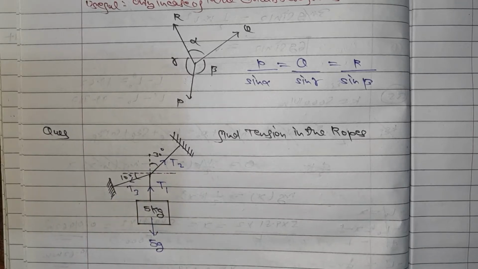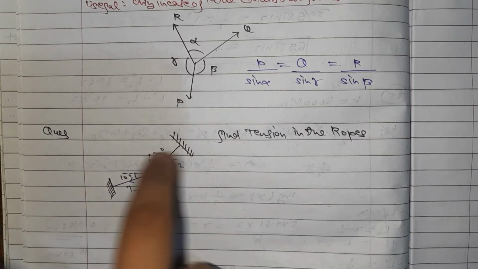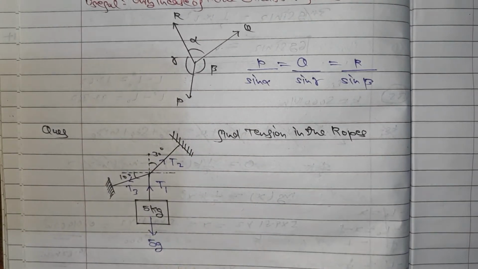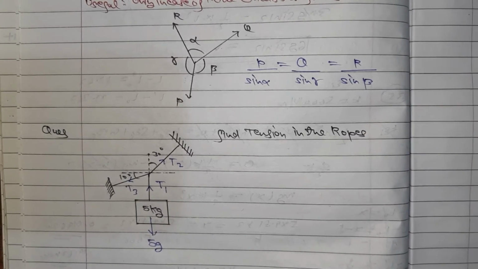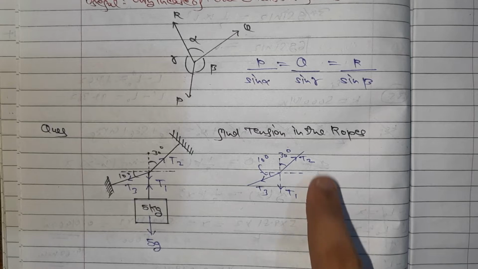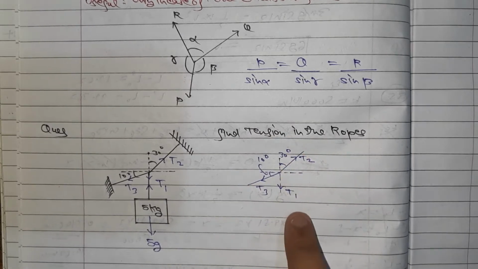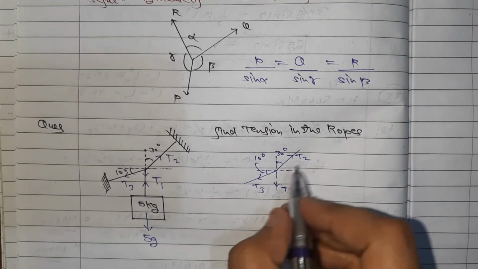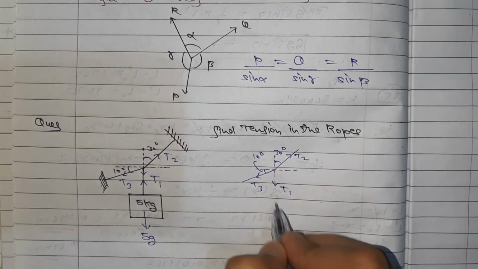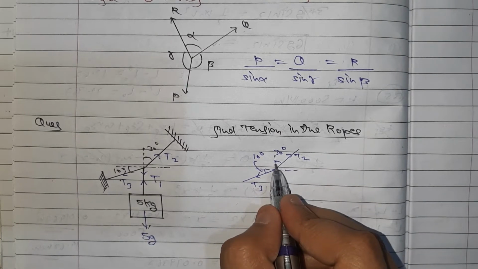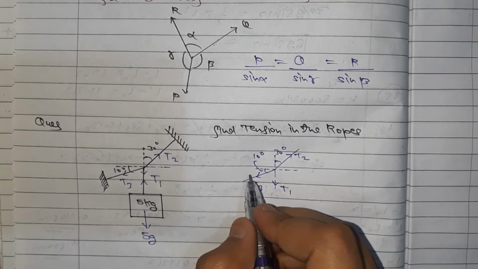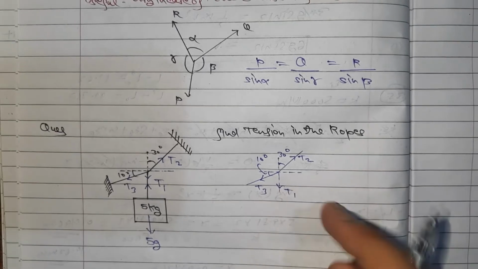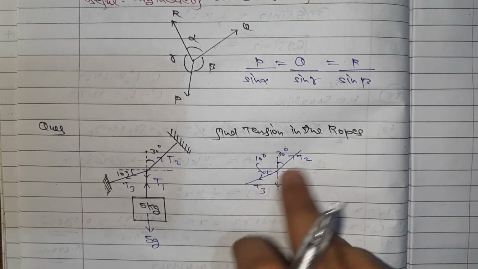So let's make a separate free body diagram of the whole system. Okay guys, as you can see, I am ready with my FBD. T1 is the tension force acting in the downward direction, T2 is acting at a 30-degree angle from the y-axis, and similarly T3 is acting at a 10-degree angle. These are the tension forces acting in the ropes.